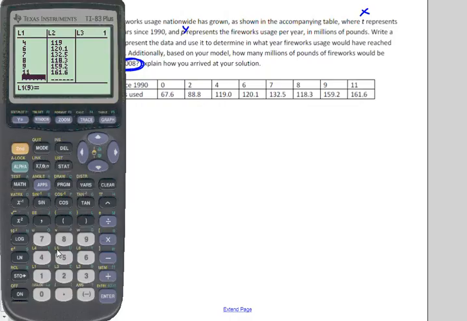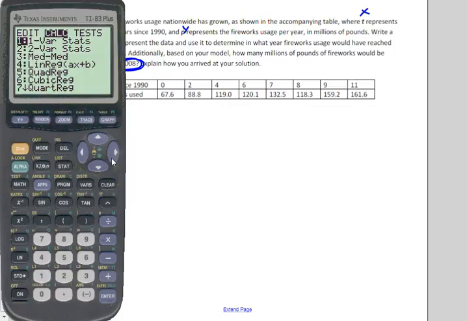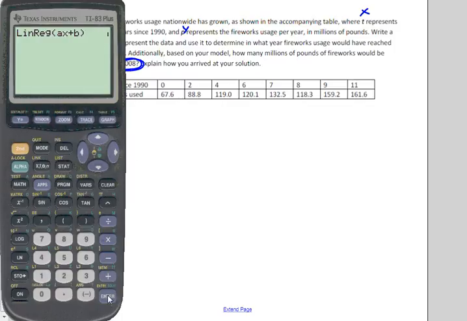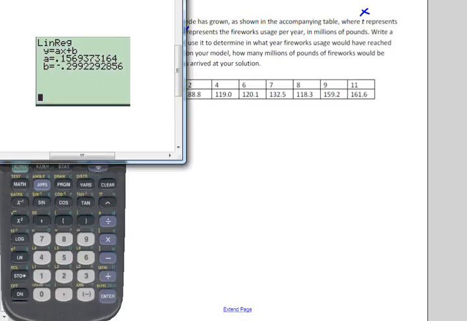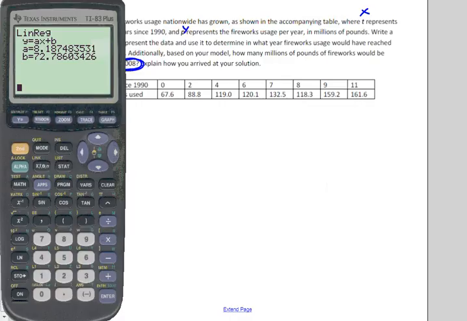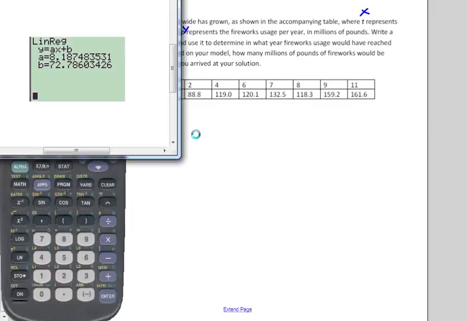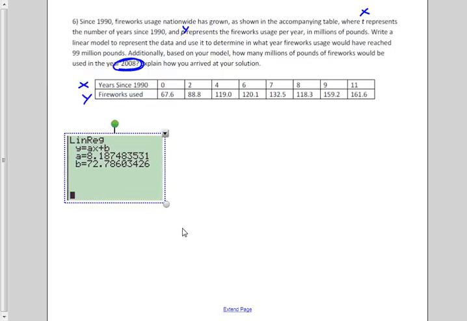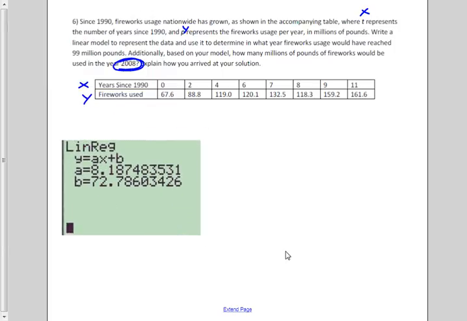Now I'm going to do stat edit, whoops, stat calc, linear regression, and there's my equation. And this is just me copying this, so we have it to work with on our slide. And there you go. So, my equation that models this, let's round it off to 3 places. So it's going to be y equals 8.187x plus 72.786. And it's important to go 3 decimal places.